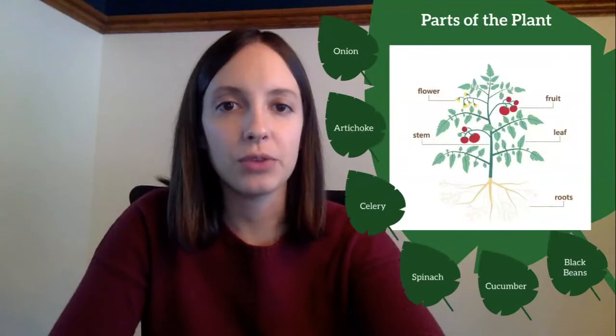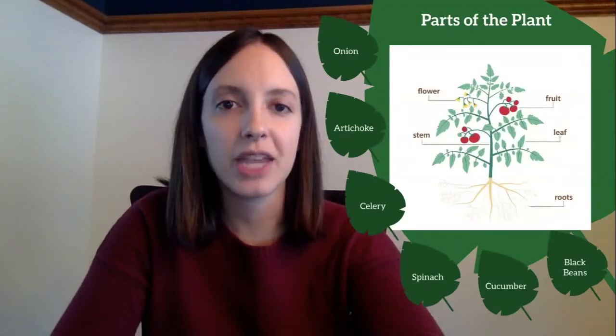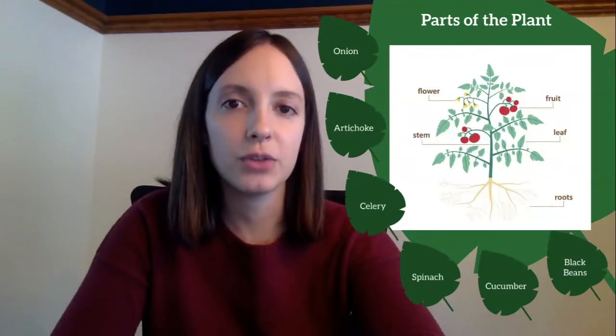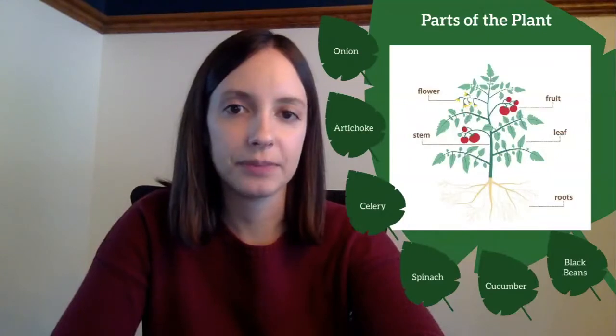I'm going to go through some foods and see if you can think of which part of the plant they belong with. Our first food is an onion. Let's take a look. What part of the plant do you think an onion comes from? Remember, the parts of the plant are roots, stems, leaves, flowers, fruits, and seeds. Think about where an onion grows.